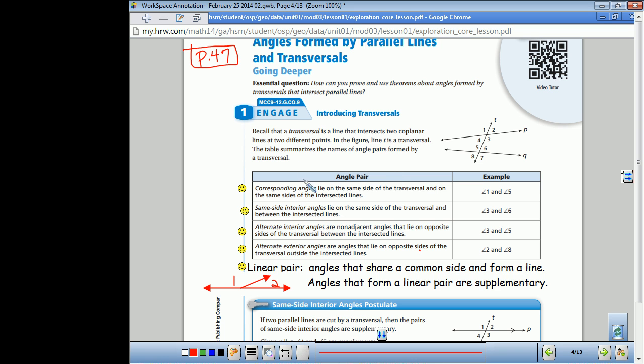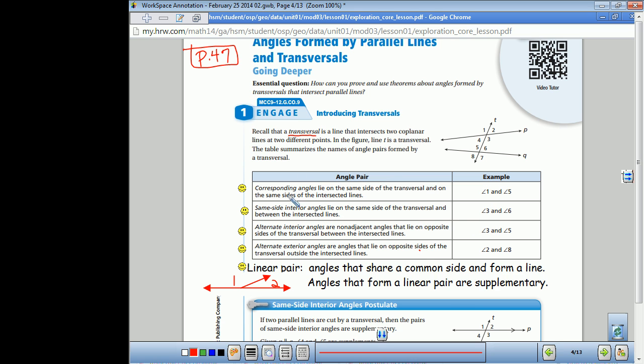Okay? So the first thing it reminds us of are our angle pairs that are formed when we have 2 lines that are both cut by a third line. So these 2 lines that are cut by this third line, we call that line a transversal. It's a line that intersects 2 coplanar lines at 2 different points. Now, we have several types of angle pairs that are formed when this happens.